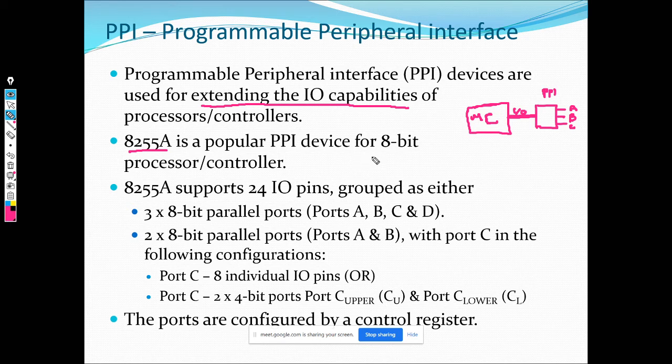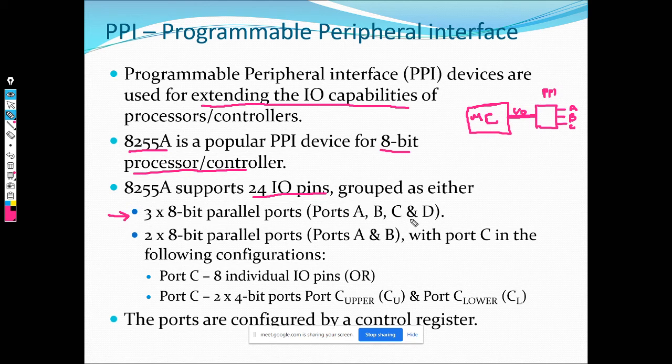So it's an 8-bit processor controller. That's what it supports. Okay. It has 24 IO pins and grouped as mentioned below. So the 24 IO pins will be grouped together in groups of 8, like 8 parallel ports.